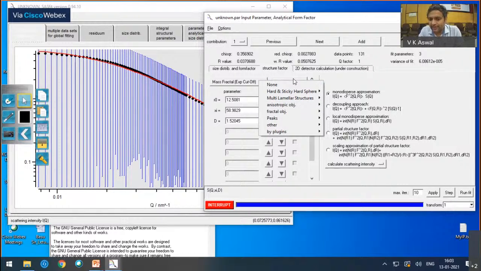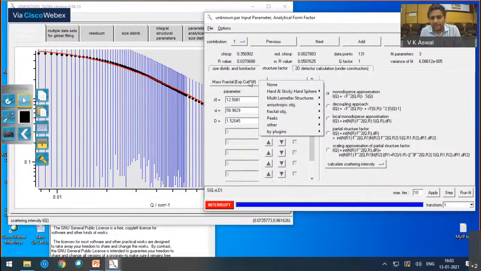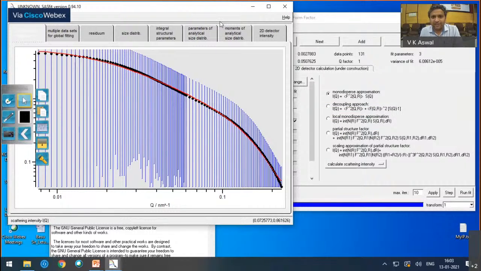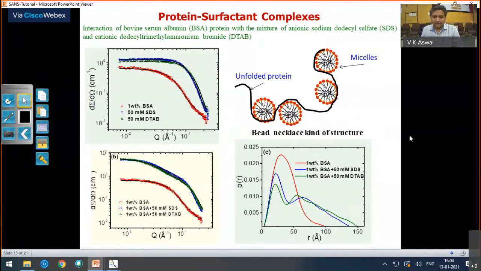So what I discussed are the two examples. One is the charged micelles, which are taken care of by the Hayter-Penfold model for the screened Coulomb potential, and the other is the protein surfactant complexes taken care of by this fractal object. So these are the two examples. Just going to next.